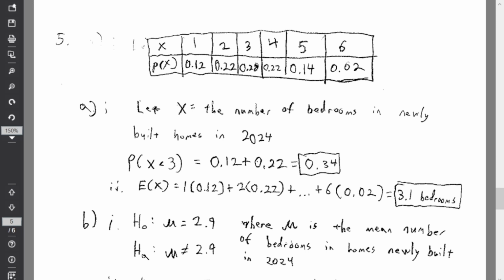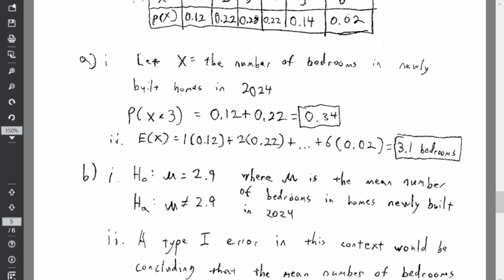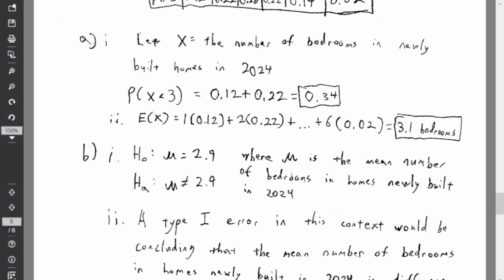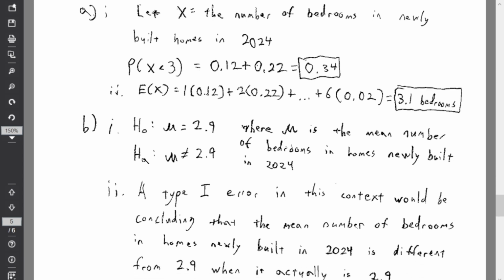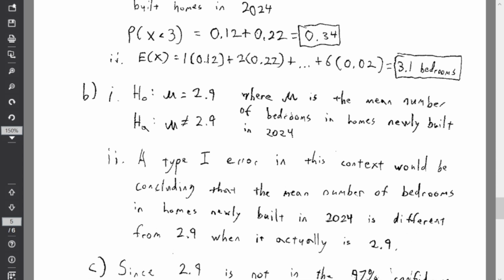Then we're asked what a type 1 error is. A type 1 error in this context would be rejecting incorrectly. So if we're rejecting, that means we're concluding that the mean number is different from 2.9 when it actually is 2.9.